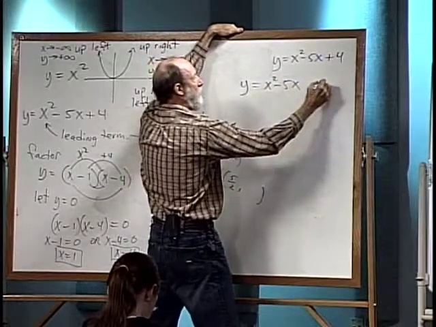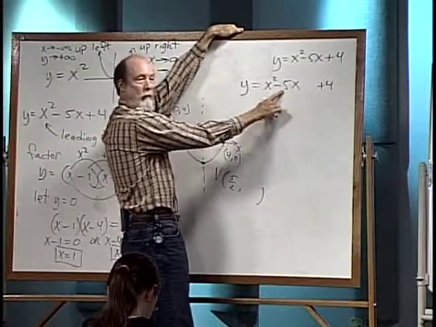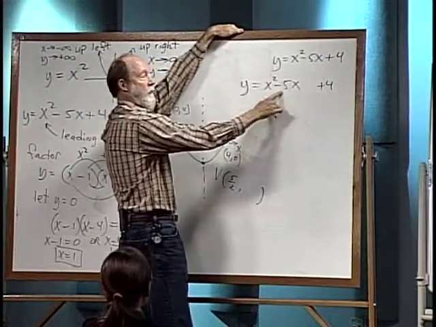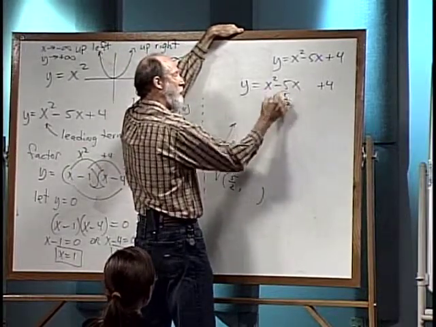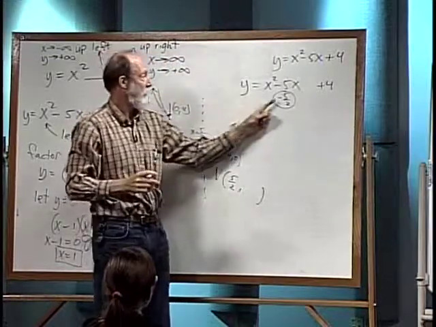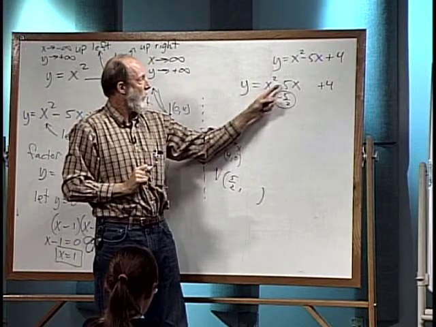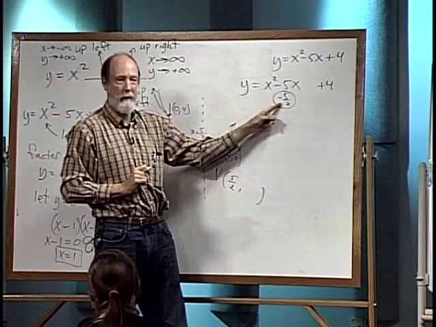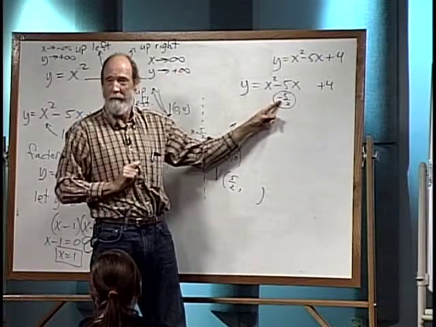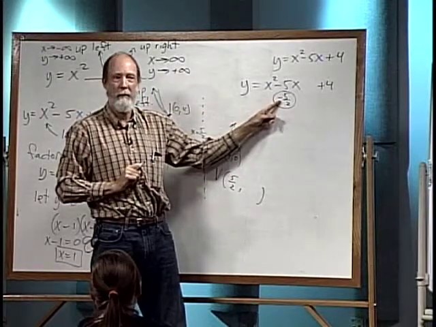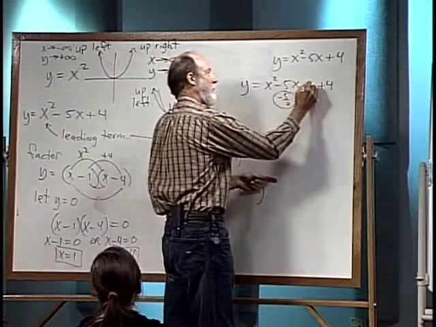I leave some space and I keep my plus 4 out there, leaving a little space. I take this linear term's coefficient, which is negative 5, and I want half of it, 5 halves. I suggested this technique to you a week or so ago. You take and write down half of the linear term's coefficient and circle it. You then do what? Anybody remember? Square it, which is 25 over 4.